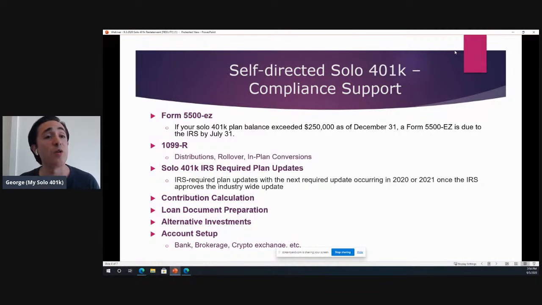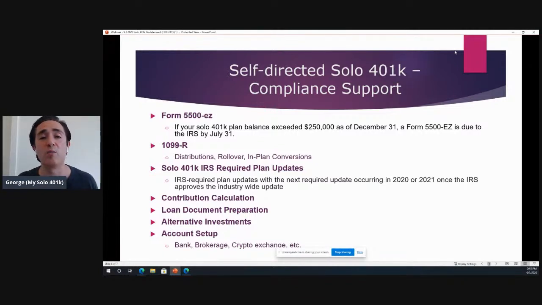Loan documents, that's another one of those top reasons that people set up accounts with us, is because our plan allows you to take a 401k participant loan. But in order to do it correctly, the loan has to be documented. So you've got your payment schedule, your note, so those types of things.